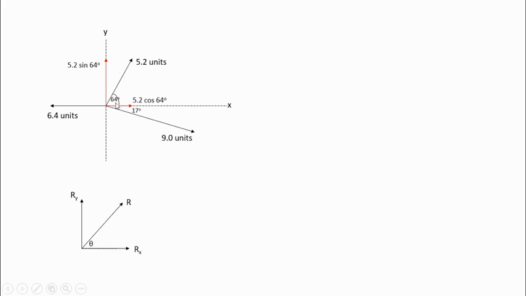Based on the 64-degree angle, this one would be 5.2 cos 64 because this component is next to the angle 64. This component would be 5.2 sine 64. Resolve the 9 units. One component will be along x and the other will be along y here. What are the sizes of these components? This will be 9 cos 17 because it's adjacent to the angle of 17 degrees. This one will be 9 sine 17.